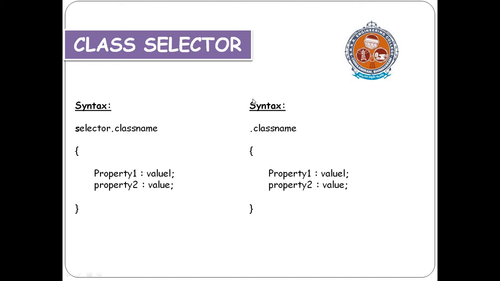Then next, the syntax for class selectors. Both syntaxes are the same. Here I define selector dot class name, or you can also define just dot class name. Whatever selector you define, these properties are all acquired by this class. Similarly, these properties are acquired by this class.